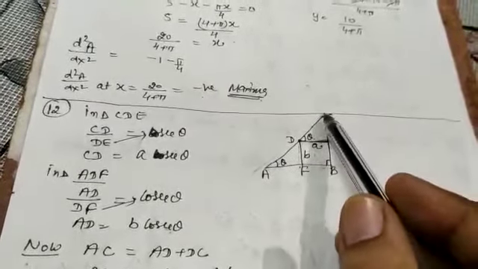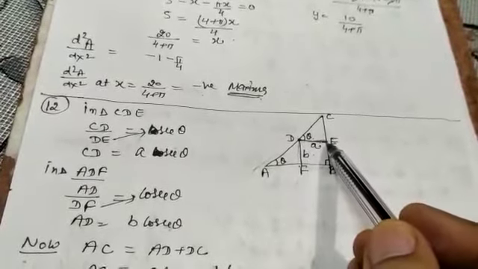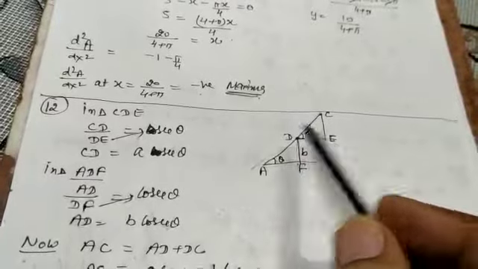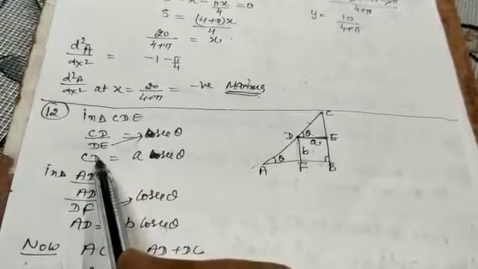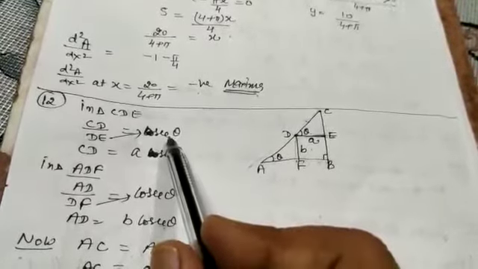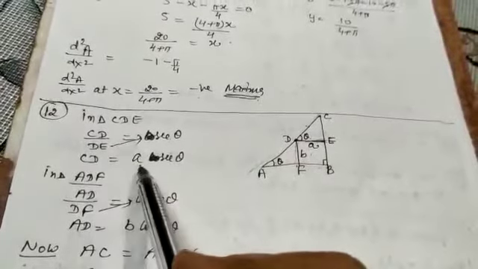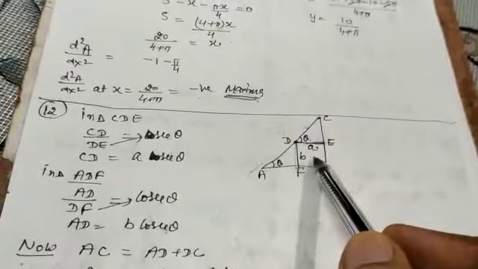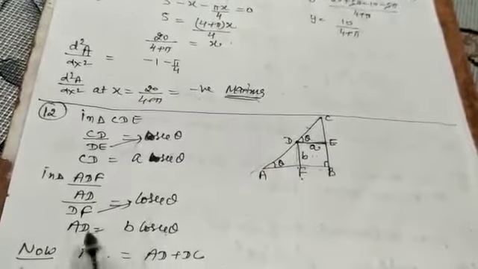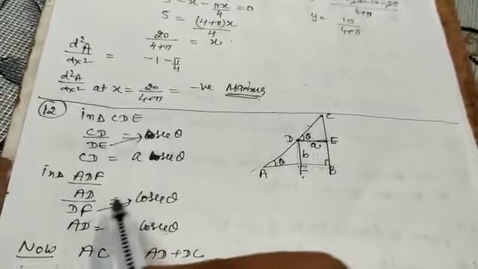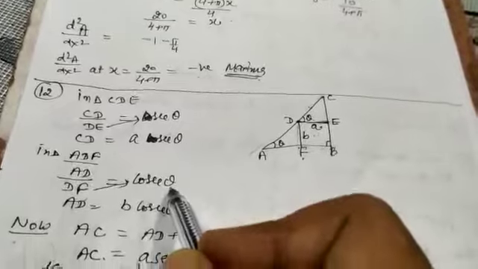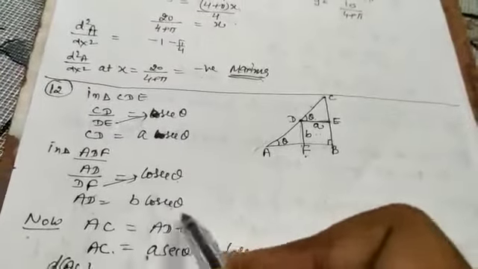First of all we solve the triangle DCE. In this case we need DC and we know DE. So DC upon DE, that is hypotenuse upon base, is equal to secant theta. Then DC is equal to a into secant theta. Similarly in triangle ADF we calculate AD upon DF, that is hypotenuse upon perpendicular, which becomes equal to cosec theta. AD is equal to b cosec theta.